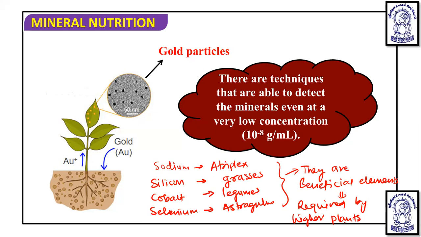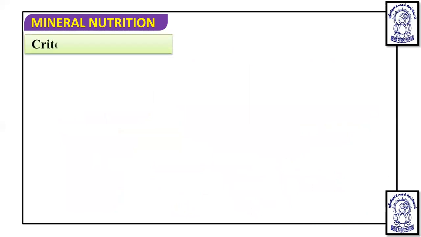Now, after this, if we talk further, we have to define the criteria of essentiality. Out of 60 elements which are found in plants, we are calling 17 elements essential elements. Now the question is why we call only 17 essential. If you have to put any element in the category of essential elements, there should be a criterion. So let us talk about the criteria of essentiality.